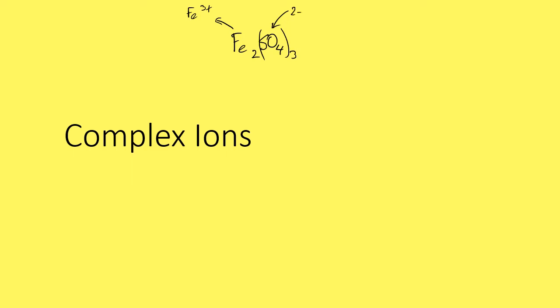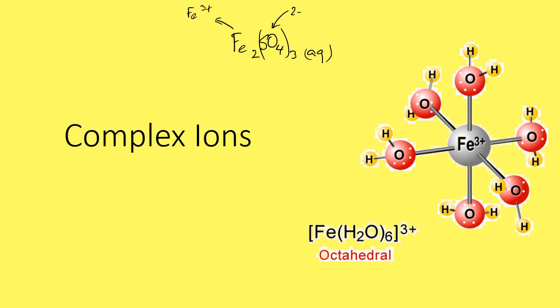So if you had this compound in solution, the way that the ions would exist would be like this. So here's our iron 3+ ion in the middle, and instead of them being surrounded by sulfate ions directly, they're actually surrounded by water molecules.